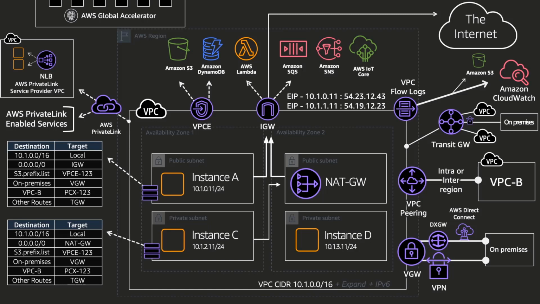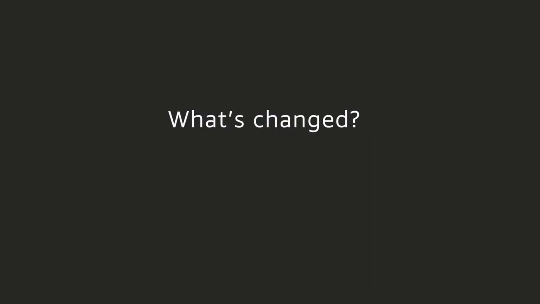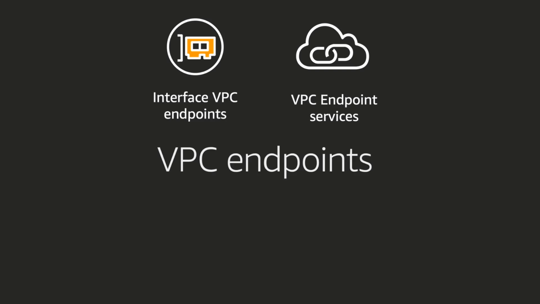So what we're actually going to do now is take this architecture and then take a step forward in time and talk about all of the new features that have been released over the last 12 to 18 months. So firstly, what's changed? All right, let's start with interface VPC endpoints.